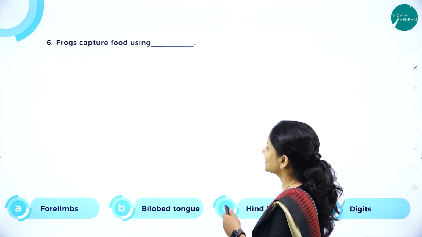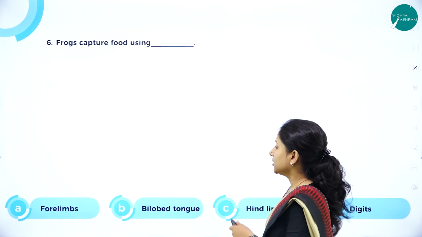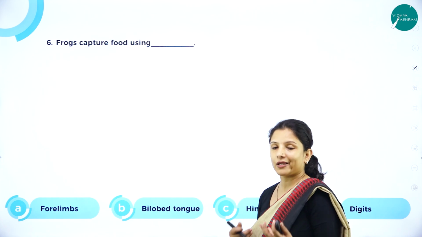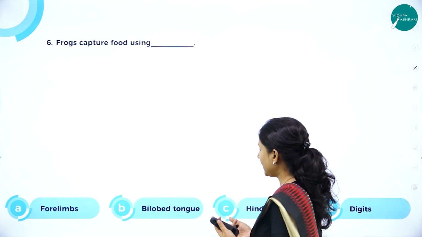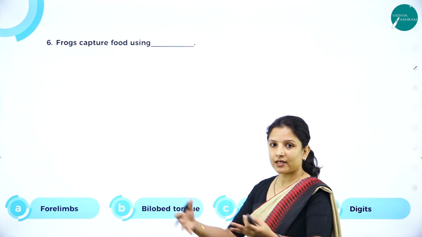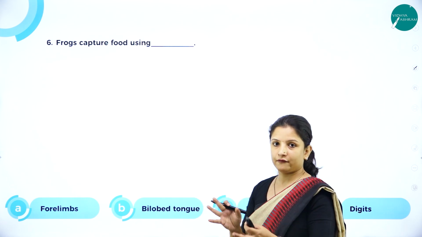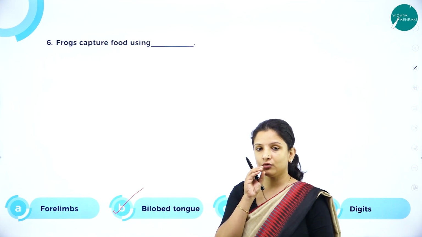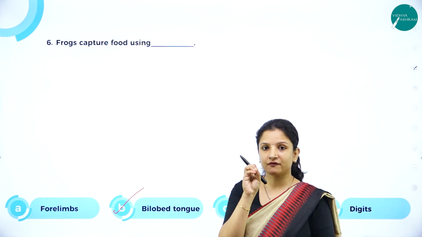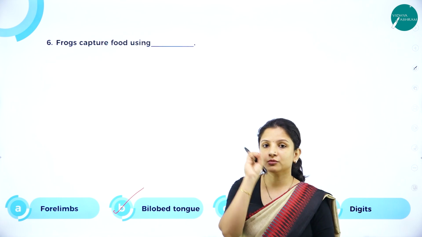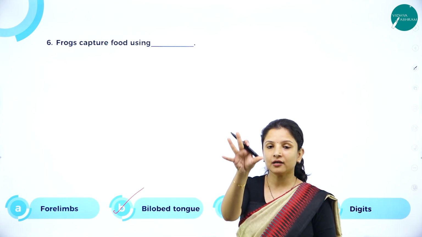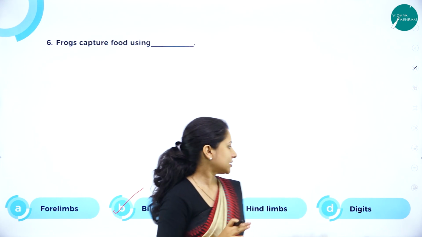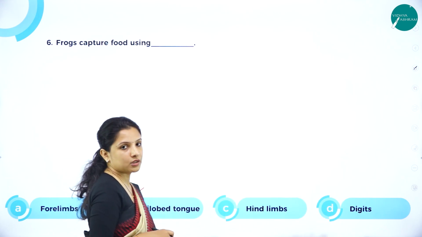Next question. Frogs capture food using forelimbs? No, forelimbs and hind limbs in frog are for walking, creeping, hopping and all that. They cannot, like how we can catch the food, they cannot catch the food with that. It is the bilobed tongue that helps the frog. You have seen, whenever there is an insect or something flying, the frog just spits open its bilobed tongue, which is very sticky, and it will just catch hold of the prey. So the right option here is bilobed tongue.